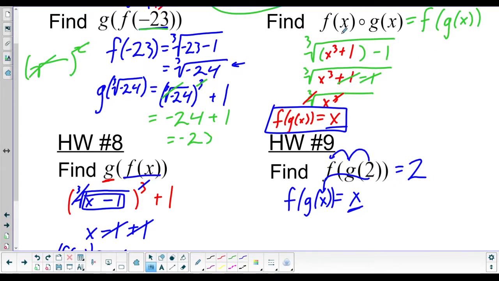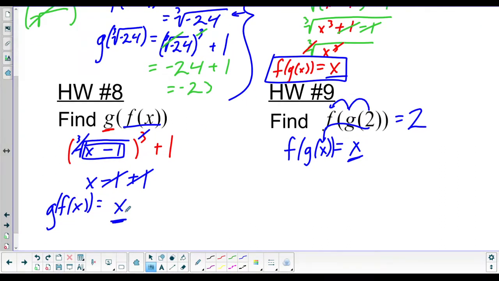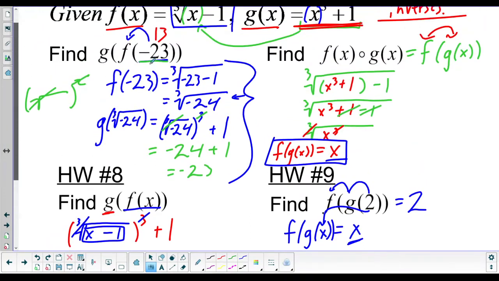So sometimes it's nice to do the composition function first because it lets you take a shortcut. This was a lot of work. If we had done the composition first and seen that it just equals whatever x is, then we could go, oh, x is negative 23, the answer is negative 23. X is 2, the answer must be 2.